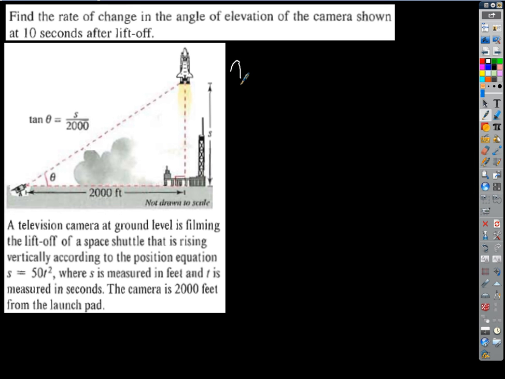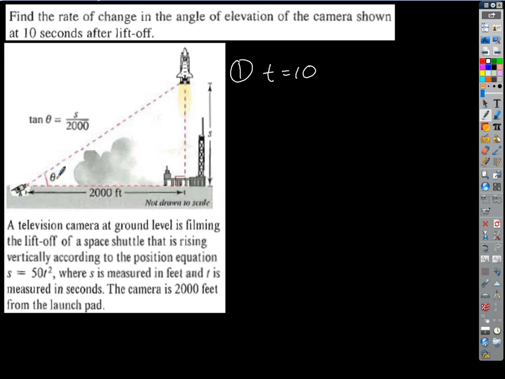Step one. Now, we're going to have to do a little work on step one. What are the snapshot values? T equals 10 seconds. That's the only one we're given directly, isn't it? At t equals 10, this distance right here is s, and here's theta. Those are the variables that we want to be able to connect.